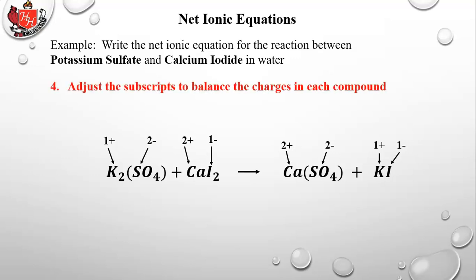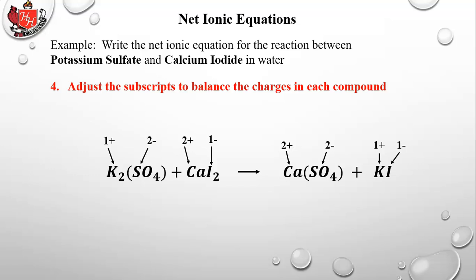So step 4, adjust the subscripts to balance the charges in each compound. So we need 2 potassiums, 2 Ks for every 1 SO4. Since K is only a +1 and SO4 is a 2-, we need 2 of the +1s, 2 times 1 is +2, to balance out the 2-.